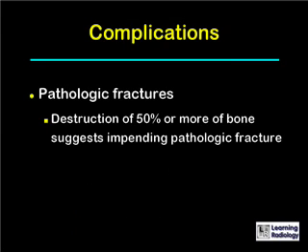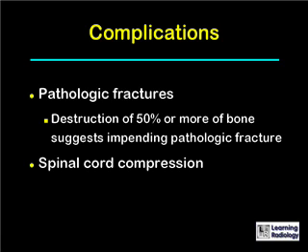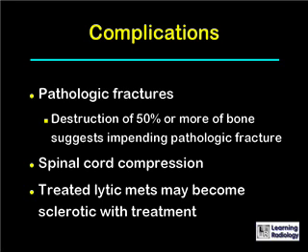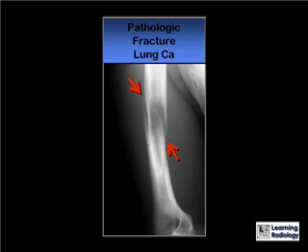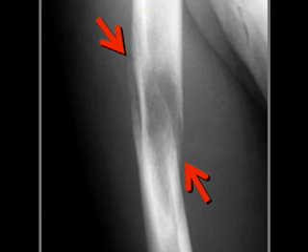Complications of metastatic disease include pathologic fractures. It is said that it takes destruction of up to 50% or more of the bone to suggest the presence of an impending pathologic fracture, but it's frequently very difficult to predict an impending fracture. There may be spinal cord compression, and treated lytic mets may become sclerotic with treatment, not a complication, but something that can produce confusion.